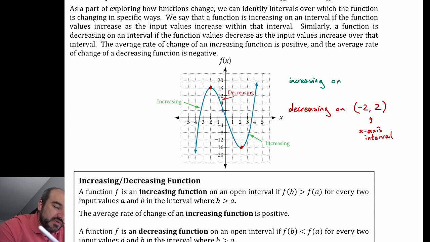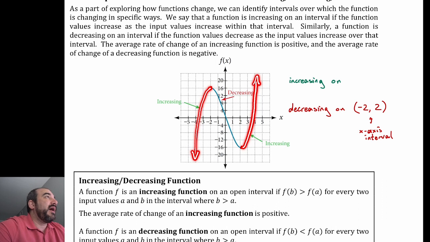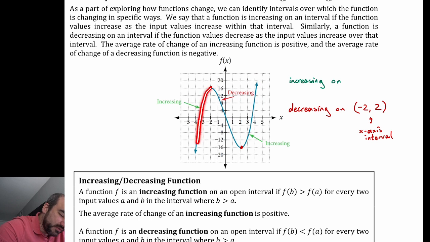So what are the intervals where this graph is increasing? Well, it's this part over here. It's increasing all the way up into the topmost point, and then over here from the bottommost point to the right forever, right? So how do we write those two intervals in interval notation? How do we write this first one? Someone tell me what the interval is here for x values.